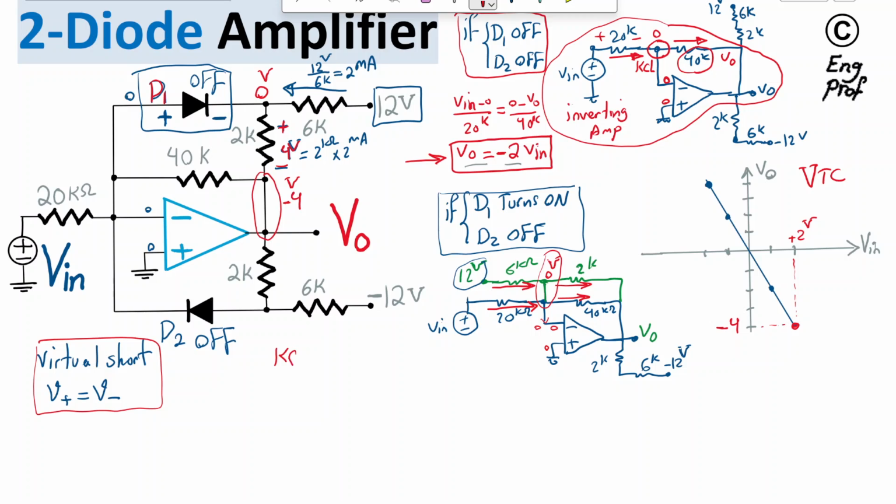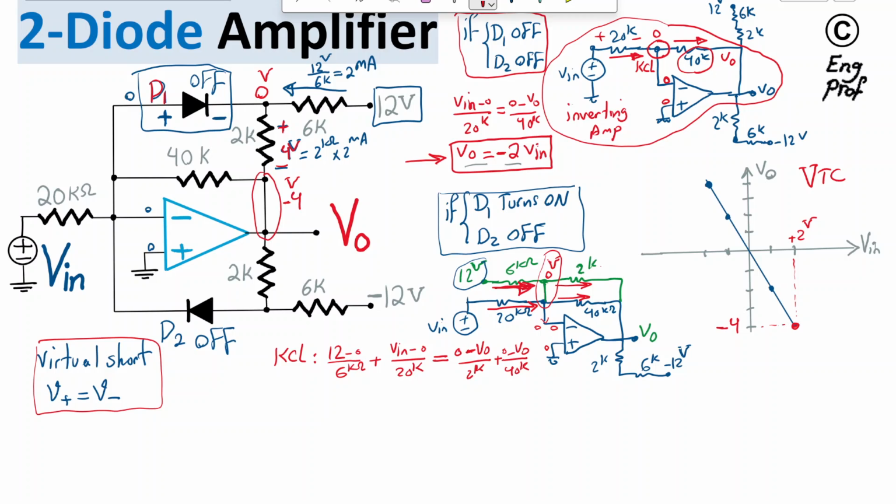Writing the KCL, I can say (12 minus 0) divided by 6K, that's the top current here, plus (Vn minus 0) divided by 20K is equal to the outgoing currents: 0 minus Vout, the voltages across 2K, so (0 minus Vout) divided by 2K, and finally (0 minus Vout) divided by 40K.